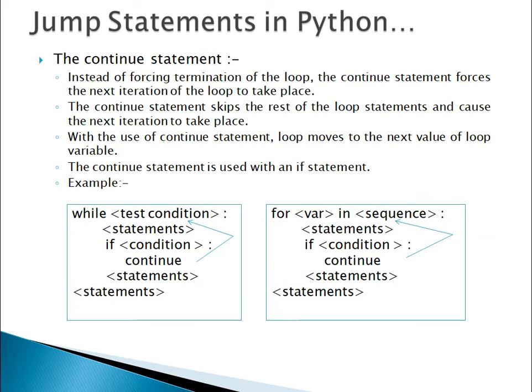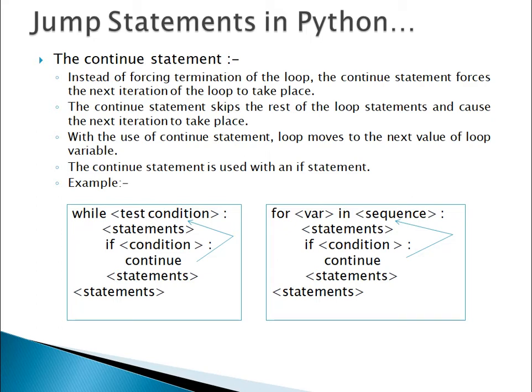Next statement is continue. The break statement comes out, it breaks the working of the loop. It terminates the loop, premature termination. But instead of forcing termination of the loop, the continue statement forces the next iteration of the loop to take place. It will not come out, it will go to the next value of the loop variable.